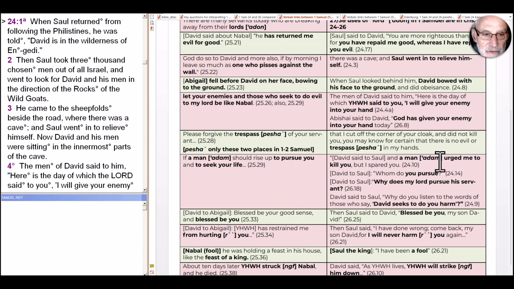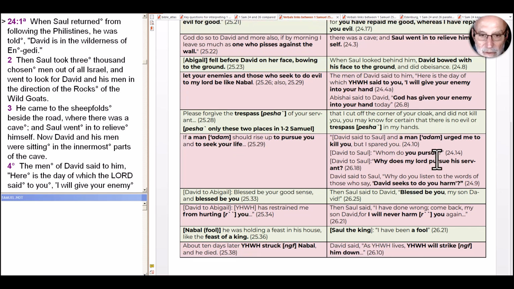And here David said to Saul, a man urged me to kill you. And the pursue is followed here, and the seeks to do harm, to seek your life, is there. So seeking, pursuing, and the man are all parallel there.